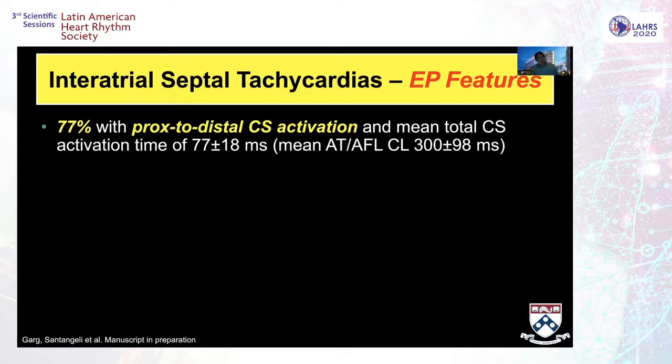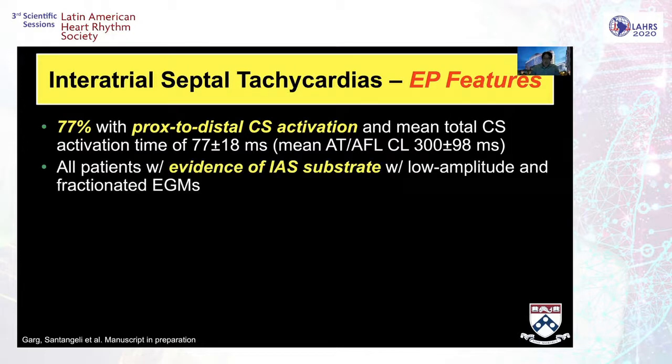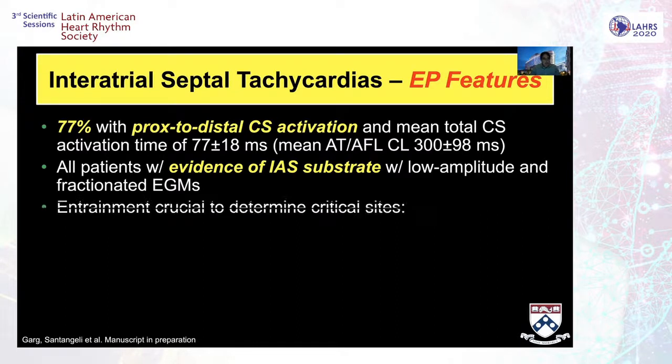77% of these flutters had a proximal to distal CS activation and a mean total coronary sinus activation time of 77 milliseconds, which is really only covering 10 to 20% of the tachycardia cycle length. All patients had evidence of bipolar intra-atrial septal substrate with low amplitude and fractionated electrograms. Entrainment mapping, as I showed you earlier, is crucial to determine the critical sites where to apply radiofrequency energy.